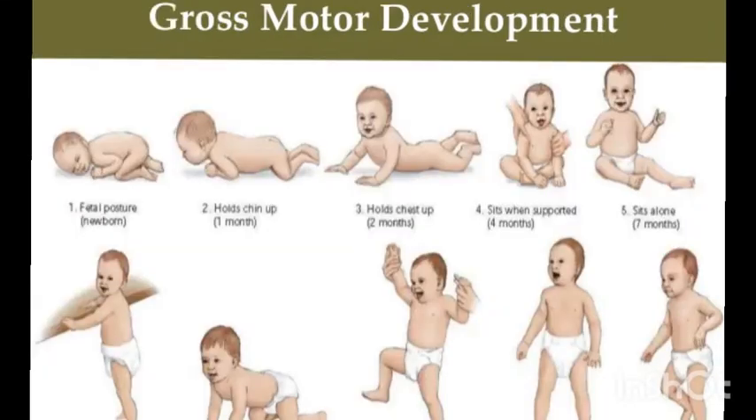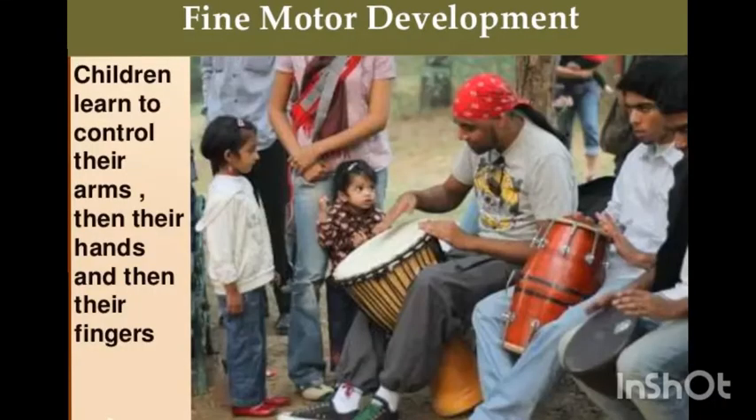The first type of motor development is gross motor development, which involves the development of large muscles in the child's body, especially while sitting, walking, running, climbing, etc. And the second type of motor development is fine motor development, which involves the small muscles of the body, especially during the small movement of the fingers and hands. For example, holding of javelin, discus, and pole, catching a cricket ball, smashing a volleyball, gymnastics, exercises with or without apparatus, and children learn to control their arms, then their hands, and then their fingers.